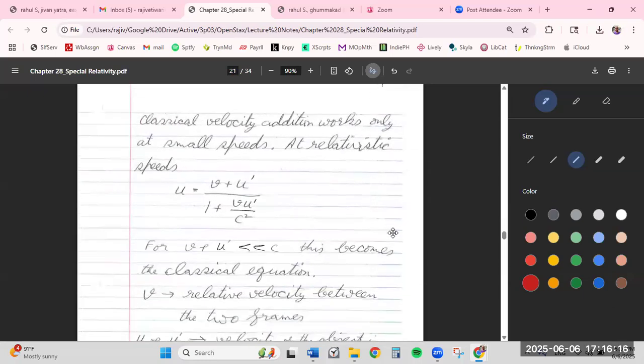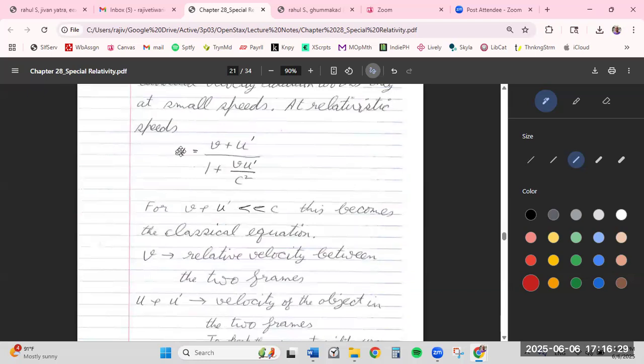Now, without going into the derivation of this equation, I'm just going to give you the equation itself. So classical velocity addition works only at small speeds. At relativistic speeds, that needs to be replaced by this somewhat more complex equation. So u is equal to v plus u prime. That part is the same as it was in classical physics, but now there's this denominator of 1 plus v u prime over c squared.